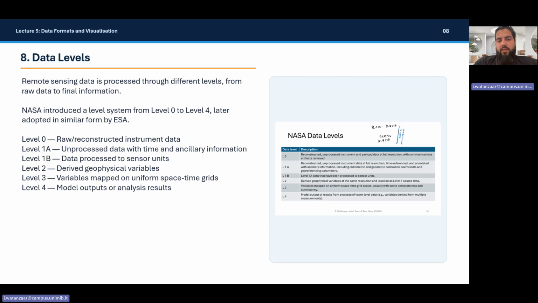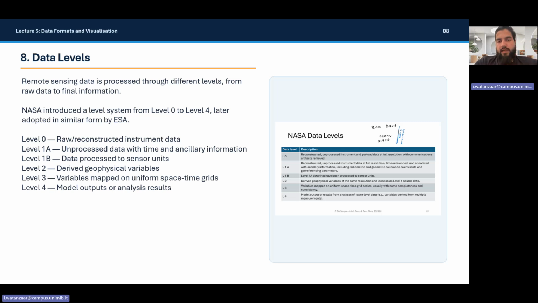In level 1B, the data is processed to sensor units. Now this is coming out of the sensor. In level 2, they are deriving the geophysical variables.